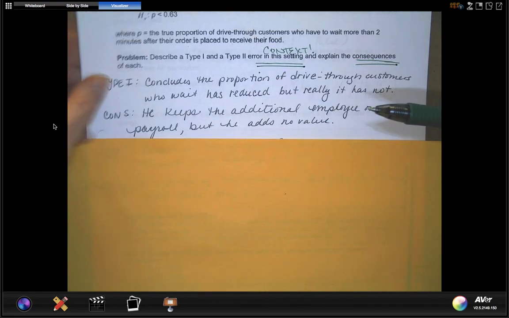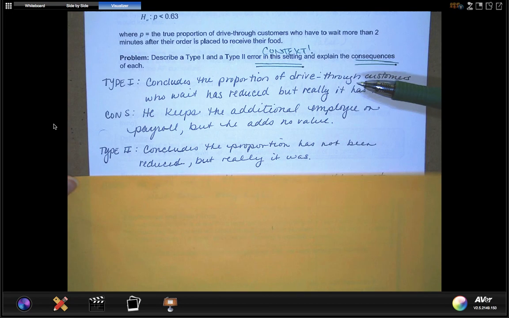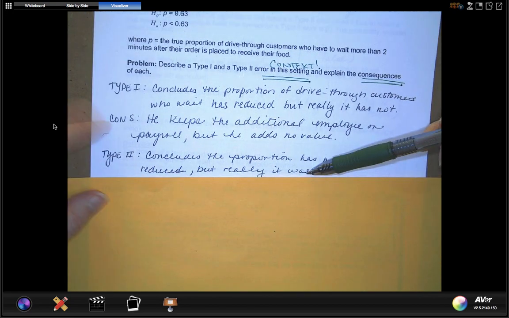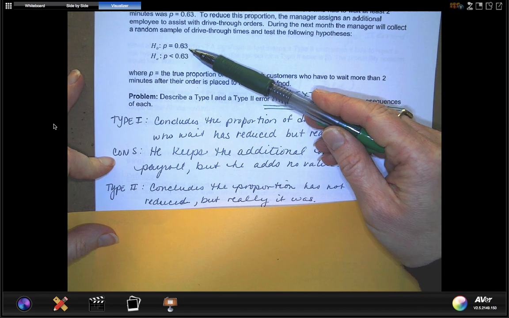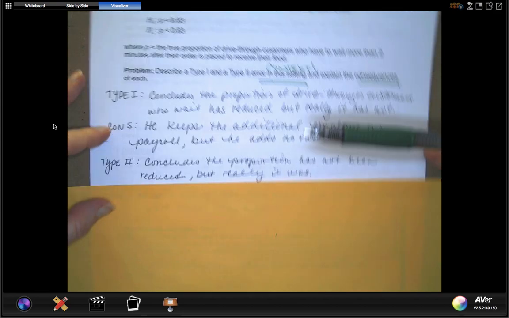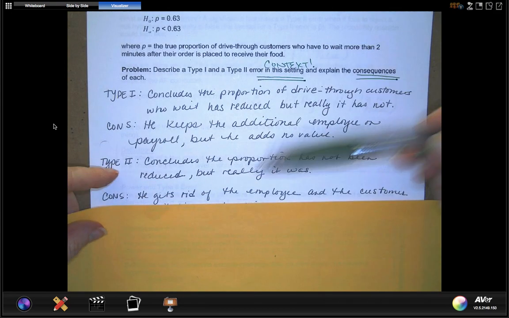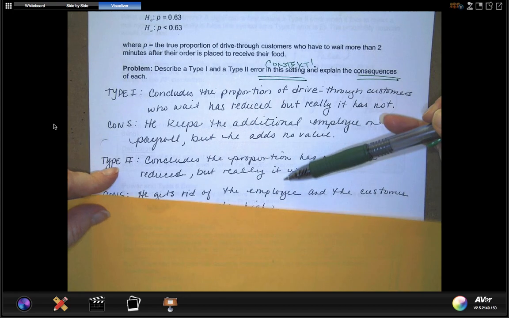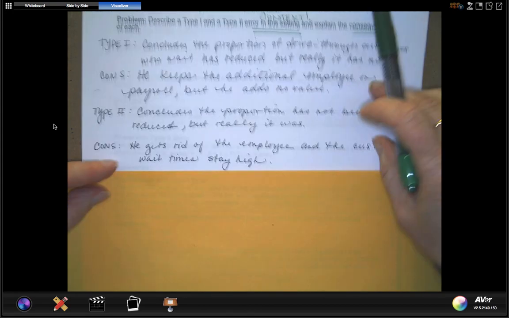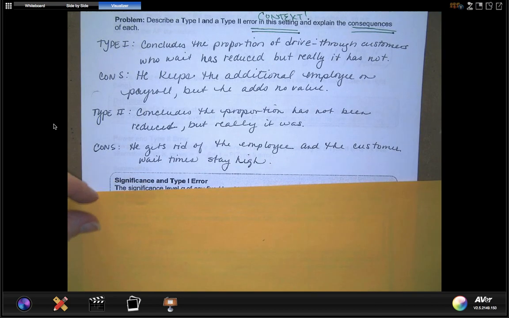Type 2 error. It concludes the proportion has not been reduced, but really it was reduced. So again, in a type 2 error we don't reject. So I don't think I reduced it, but I really did reduce the proportion. So I get rid of the employee because I think he's not adding any value, and the customer wait times stay high or go back up. Okay? All right.